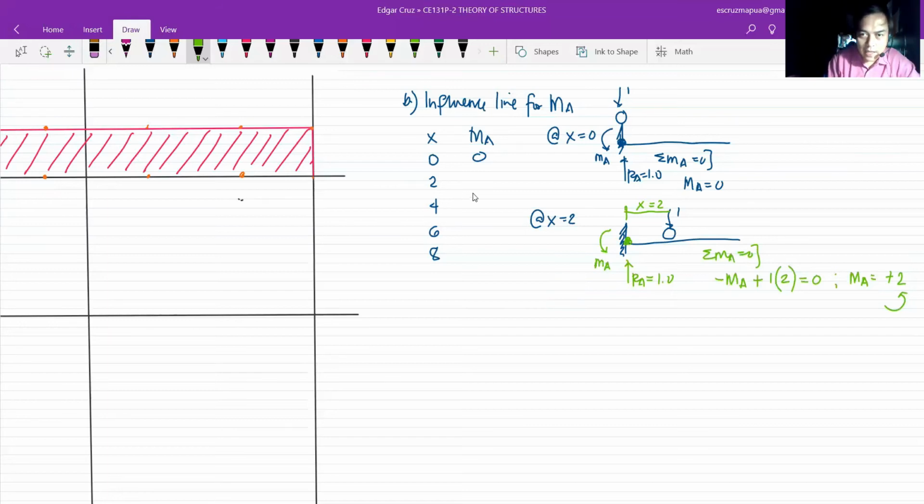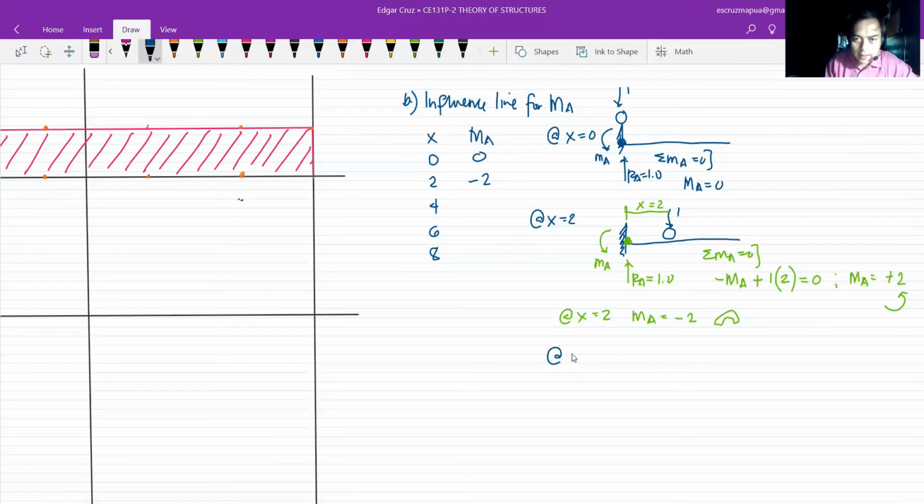So kaya ilalagay ko rito, at x equals 2, the moment at A is negative 2. Kasi sad face. Okay? So negative 2. Okay, next.